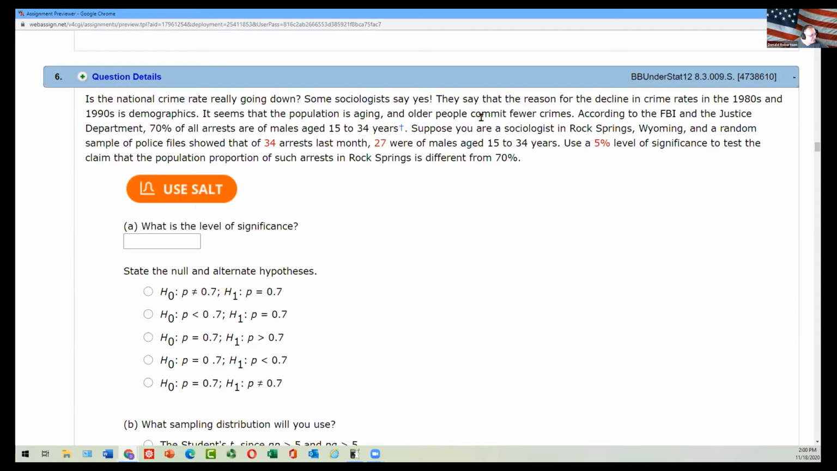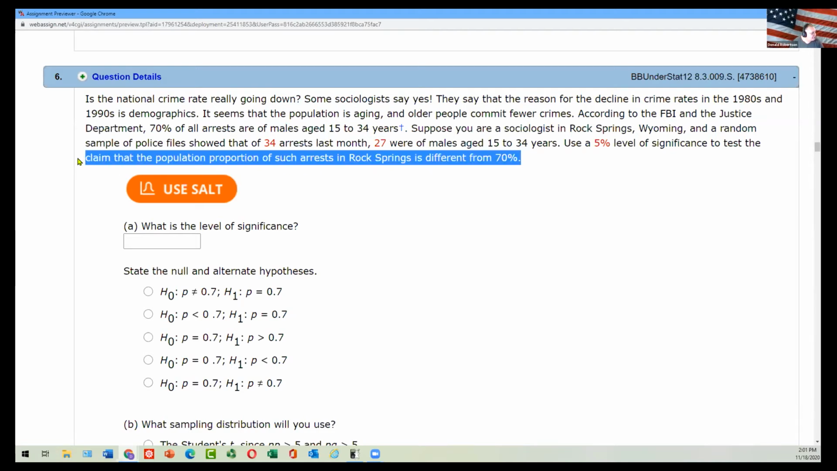So you're a sociologist in Rock Springs, Wyoming. You get a random sample of police files: 34 arrests, 27 were males. So I'm writing that down, because isn't that basically p hat? 27 out of 34. You got that? 27 out of 34. And we're going to use a significance level of 5%. And the test is: is it different from the national average of 70%?